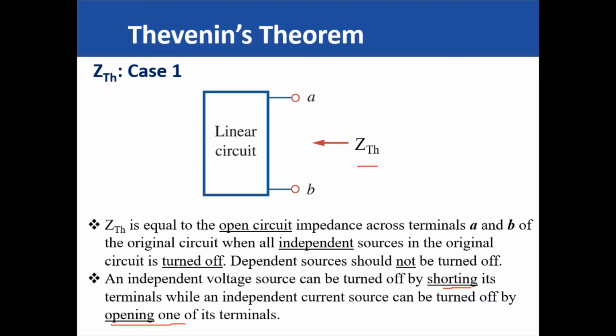There are actually three cases. So if the linear circuit contains purely independent sources, getting ZTH would fall under what is called case 1, which is really just simplification of the circuit through the application of series and parallel elements, provided there are no dependent sources.